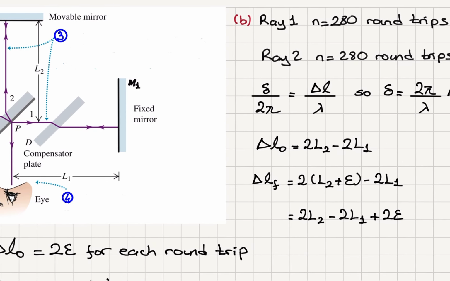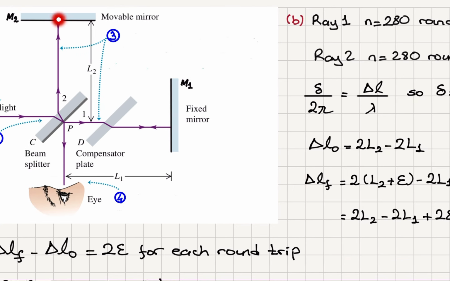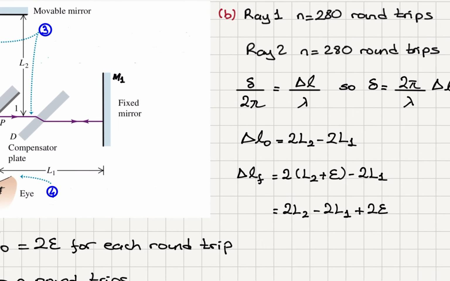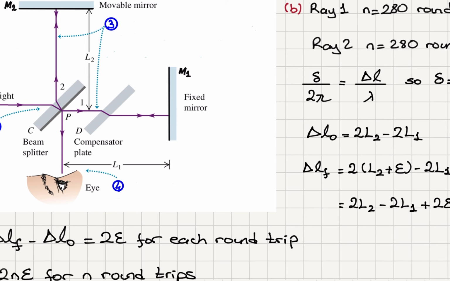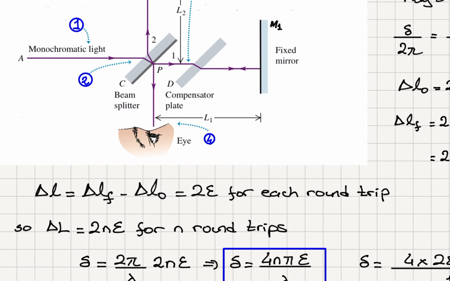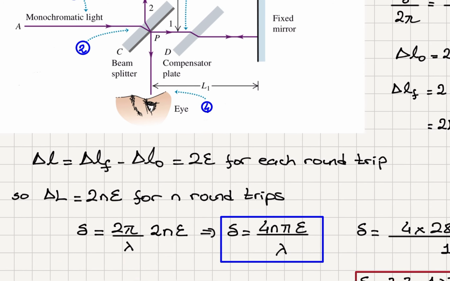The initial path difference was 2L2 minus 2L1, corresponding to a phase difference of pi. The final path difference is 2L2 plus epsilon, because this mirror has been moved by an amount epsilon. So between these two situations, we have a path difference of 2 epsilon for each round trip. And for n round trips, we have 2n epsilon path difference, corresponding to an additional phase difference of 2 pi over lambda times 2n epsilon, or 4n pi epsilon over lambda.